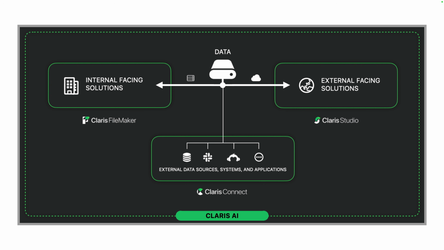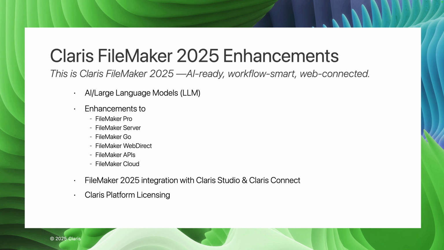Woven into the entire platform, we have something called Claris AI, which allows developers to integrate artificial intelligence via a number of providers with a wide variety of integration options for your own apps and the data within. Claris FileMaker 2025 features major enhancements across the entire platform. We have further integration and enhancement with Claris Studio and Claris Connect, and a smoother and more available licensing model, enabling developers access to the entire platform, integrated more seamlessly than ever before.